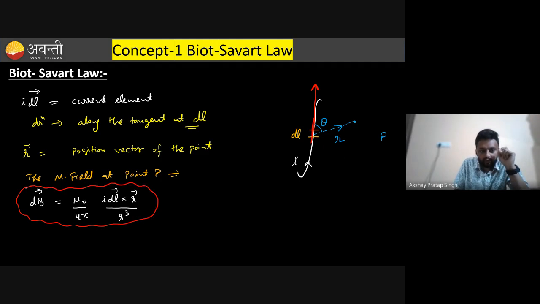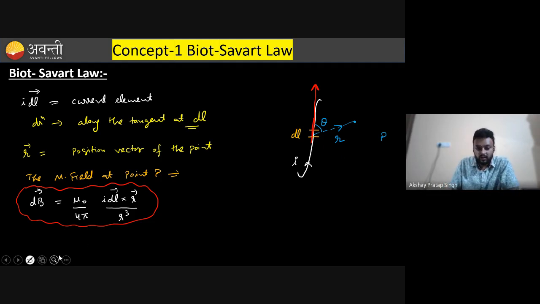Just note it down, make a note of it. What is this? This is the vector form of Biot-Savart law. How much field a current element can create.